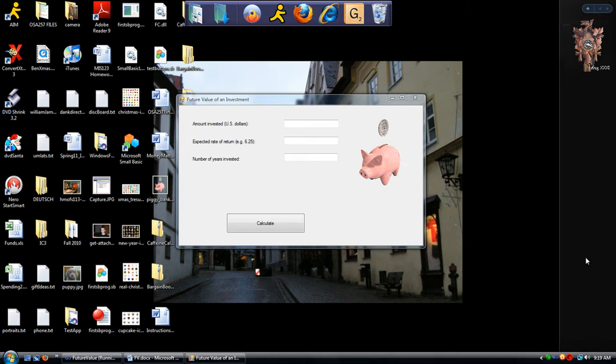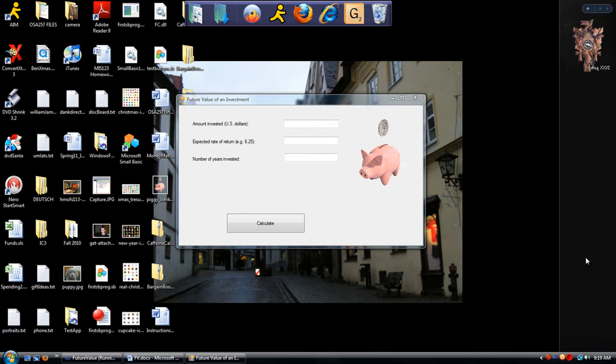In this video, or the series of videos, we're going to build an application like this. This is a typical financial application that'll show you the future value of an investment based on the expected rate of return, and also the number of years that the money will be invested.